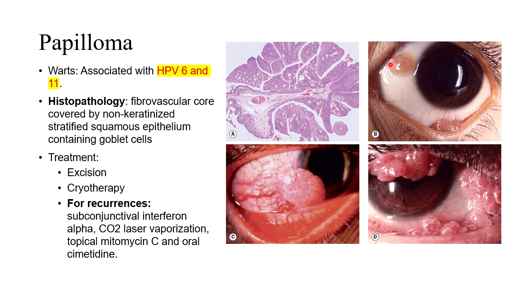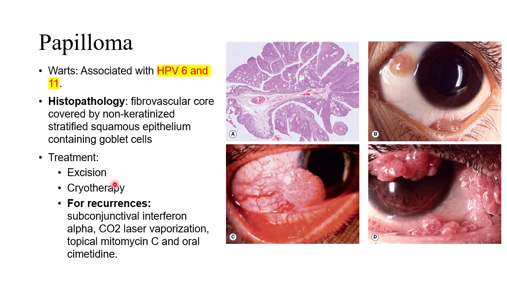Coming on to papilloma. Now see, this is a papilloma. Again, they are associated with HPV 6 and 11. Histologically, papillomas have a fibrovascular core covered by non-keratinized stratified squamous epithelium containing goblet cells. The white structures that you see are the goblet cells, and there is a fibrovascular core. So it's just like a wart. This is a conjunctival wart.